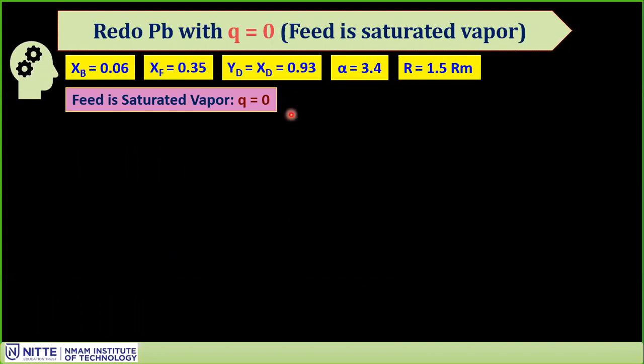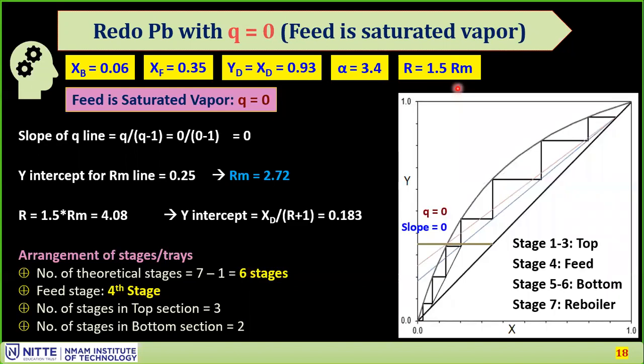Similarly, you can redo that problem with Q is equal to 0, where the feed is saturated vapor. Same problem, but Q is equal to 0. Now you see that the slope of the Q line is 0. That's a horizontal line. Use that 6-step method. You find that Rm is equal to 2.72, or the reflux ratio R is 4.08. For this, the number of stages required is 6.